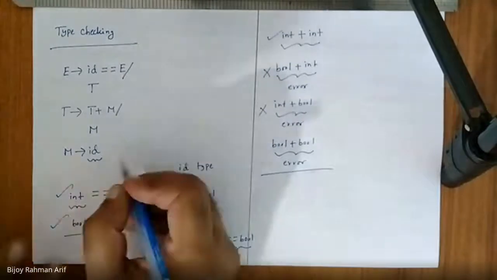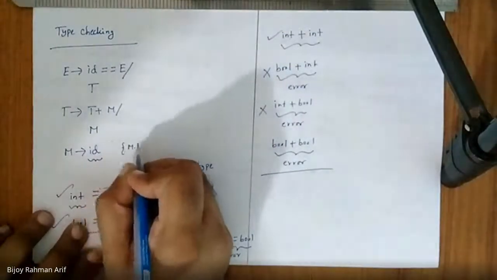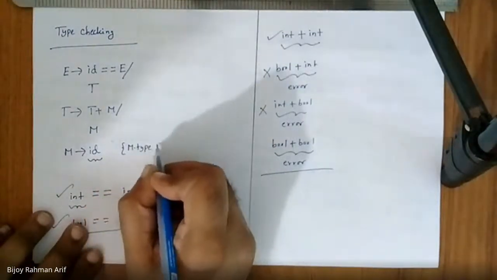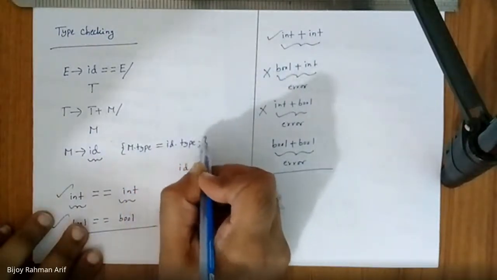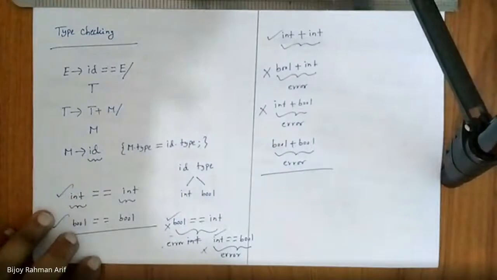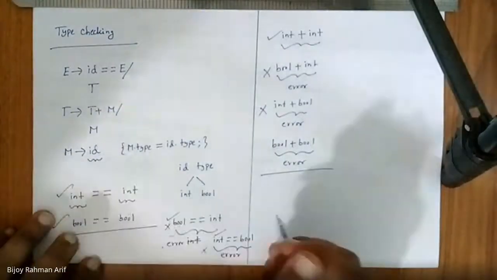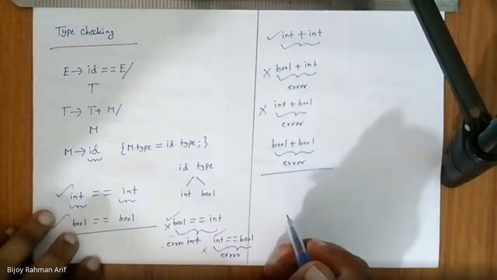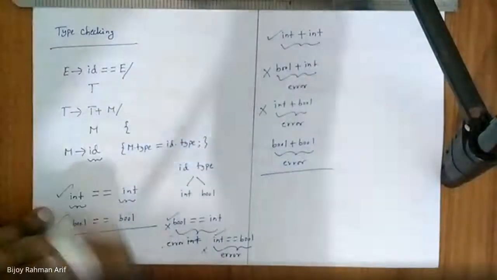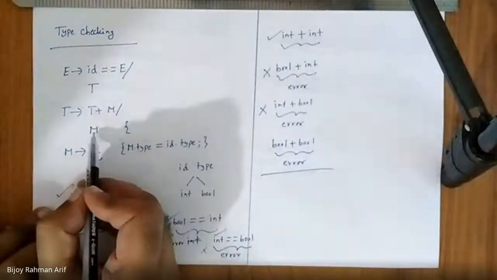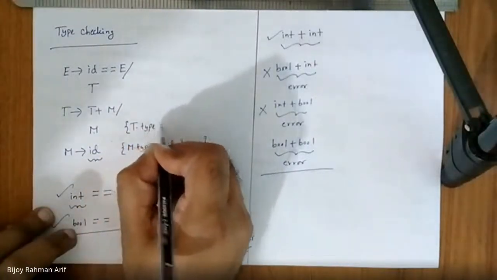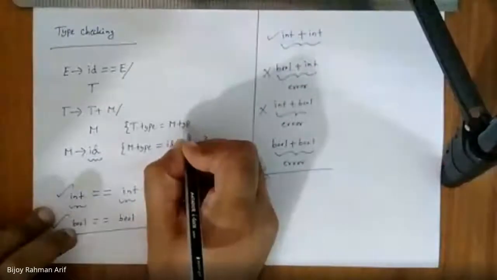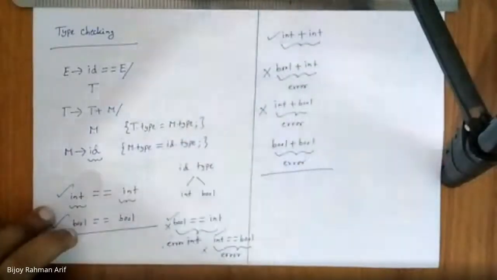So this one is simple. M dot type is nothing but ID dot type. Here we are passing whatever is the type of the ID. Am I right? Yes, sir. This one is also simple. Here also, when we reduce M to T, whatever the type of M, we are passing it to T. So it is simple.